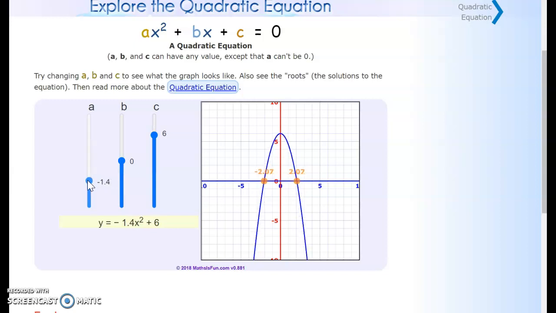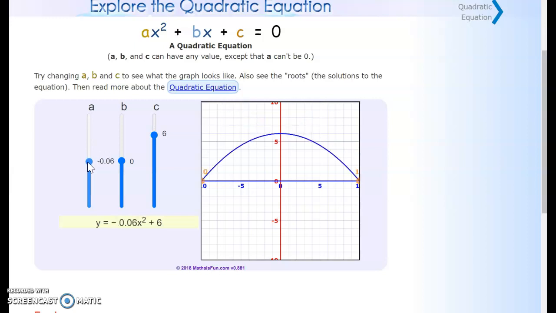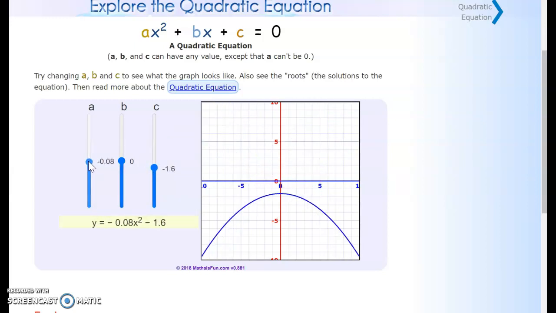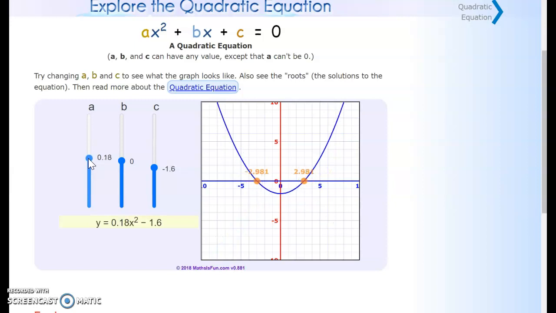Okay, right now A is negative, and then A, right at 0. If A is 0, it's not a quadratic equation anymore, remember? Because there's no squared. I can't make it 0. It would be a flat line if it was 0. And then look when there's negative A and then bam, positive. Can you see what the A did in that case? I'll move it down. Okay, so if the A is positive, it opens up. If the A is negative, the parabola opens down.